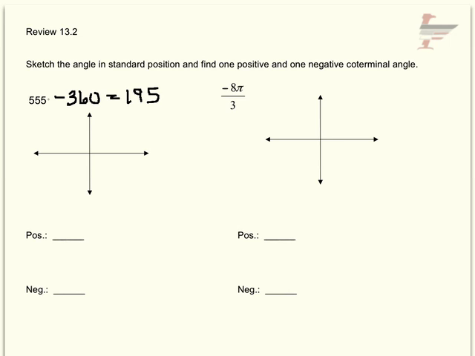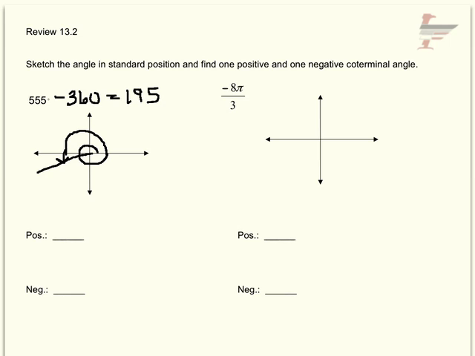Remember, you always start at the positive x-axis, and I know that I'm going to go around once because that's 360 degrees, and then I need to go another 195. So obviously this is 180, and then another 15 degrees would be 555 degrees. Positive coterminal angle, negative coterminal angle. Well, I have a positive coterminal angle right there.